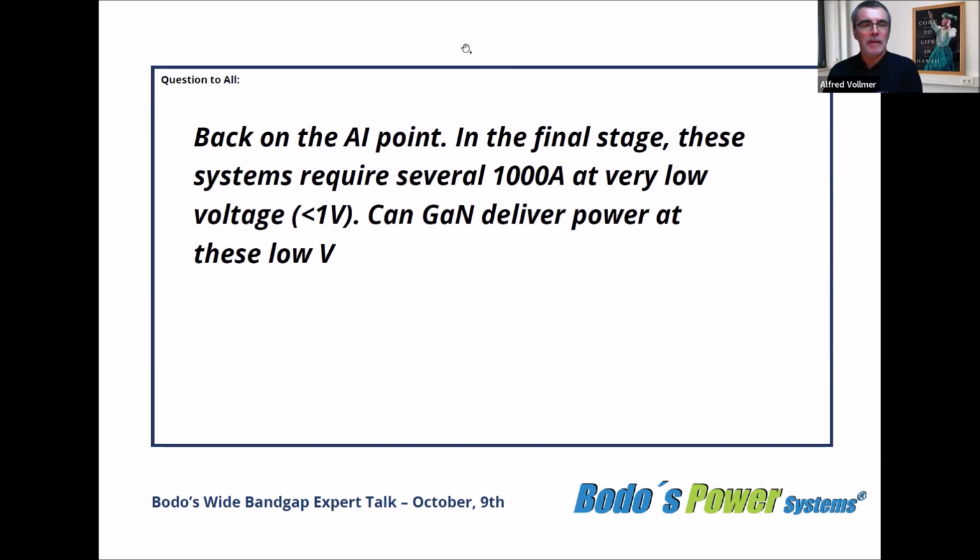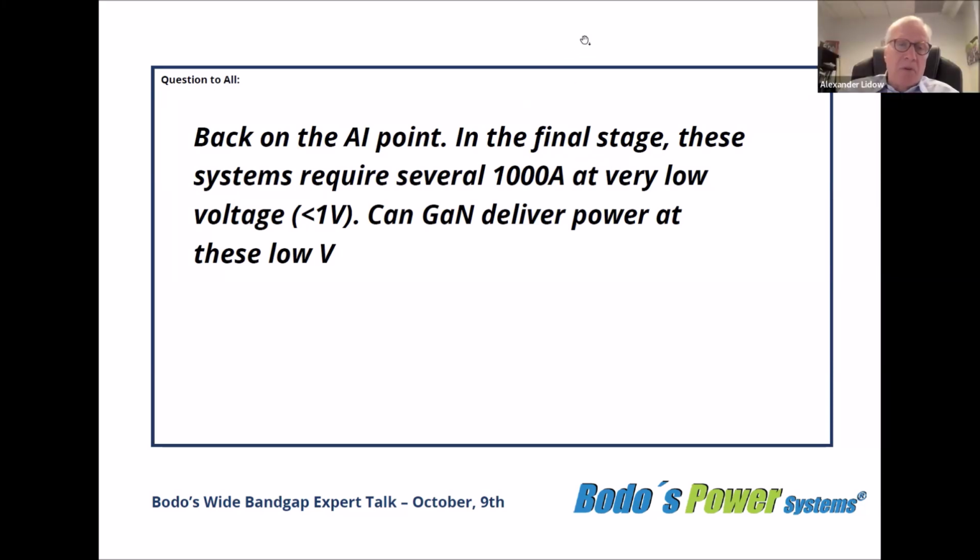Back on the AI point, in the final stage, these systems require several thousand amperes at very low voltage. Can GaN deliver power at these low voltages?